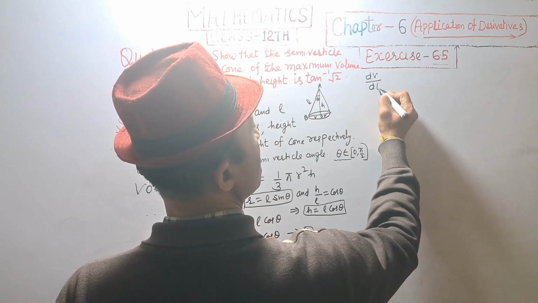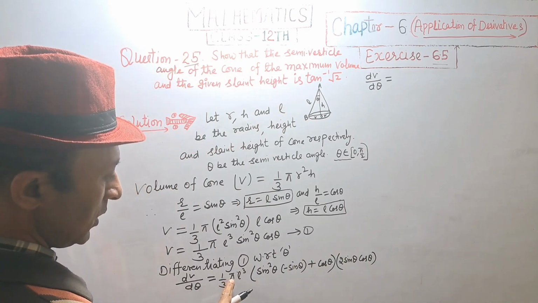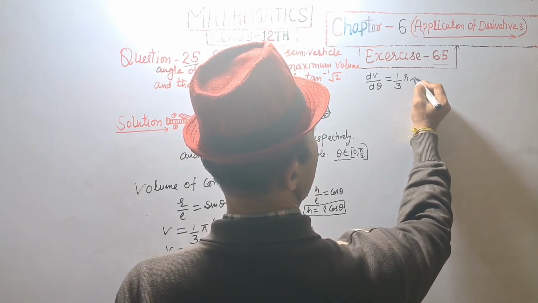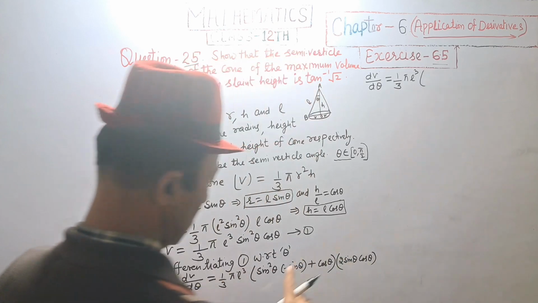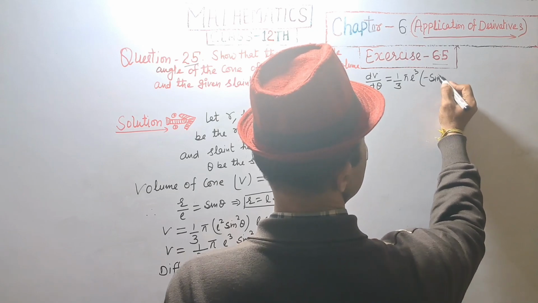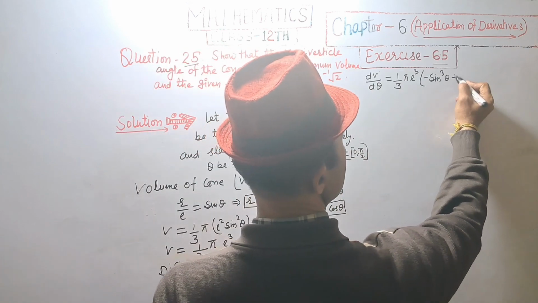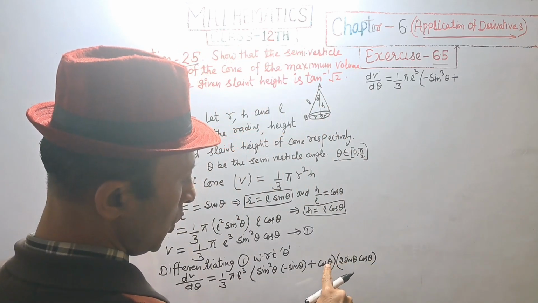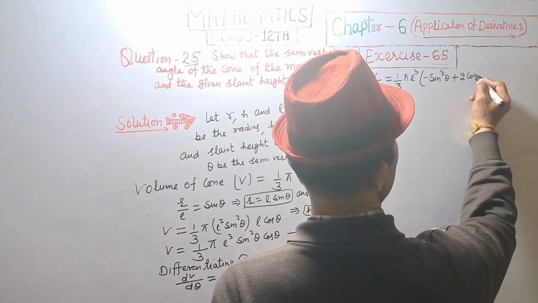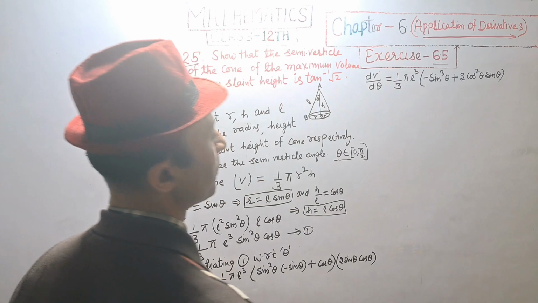dV upon d theta is equal to 1 upon 3 pi L cube, and minus sin cube theta plus 2 cos square theta sin theta.